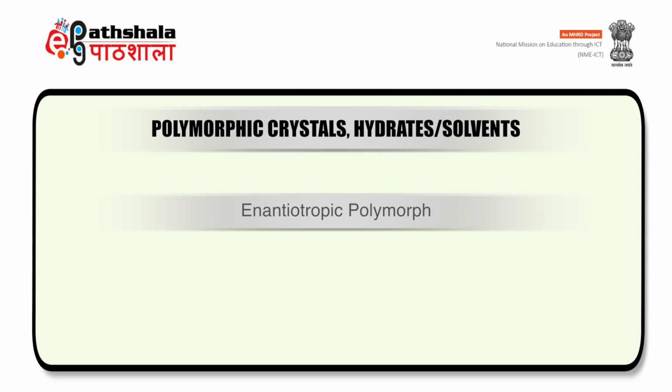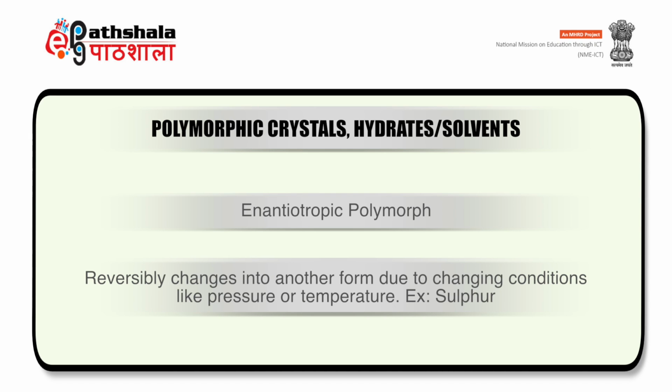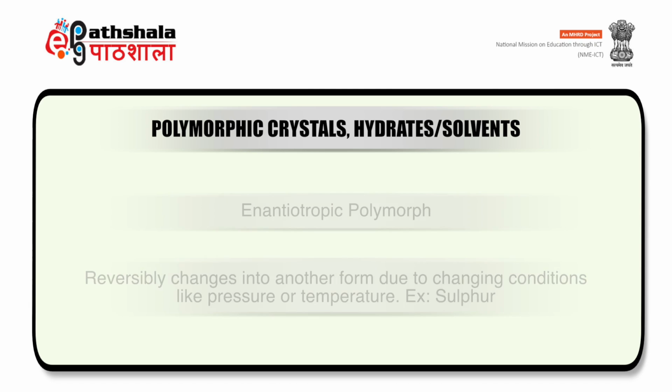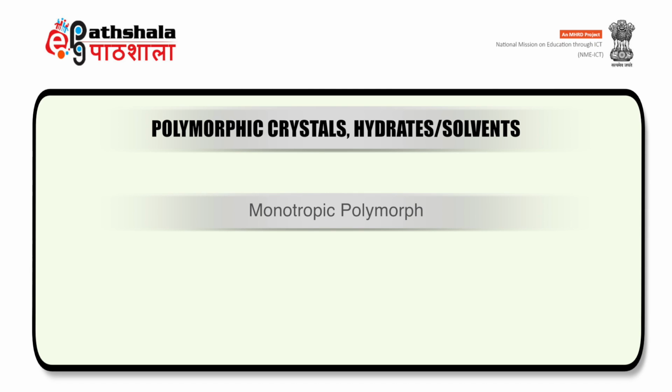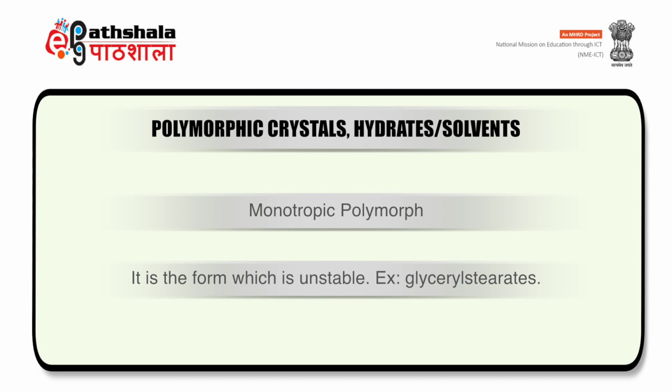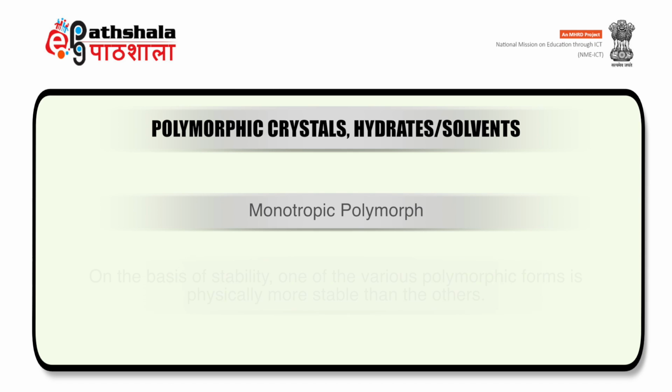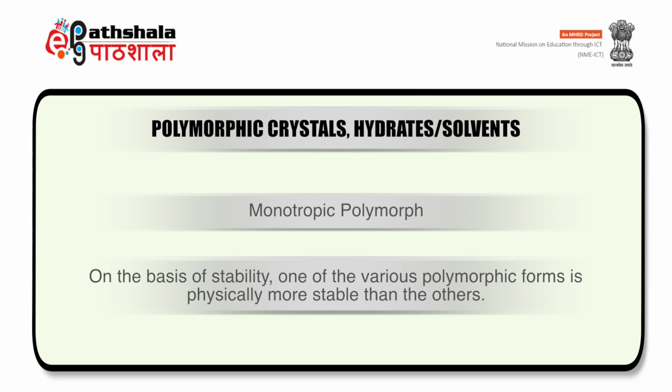There are two types of polymorphs. Enantiotropic polymorphs are the forms which reversibly change into another form due to changing conditions like pressure or temperature, and the example is sulfur. The next is monotropic polymorphs. It is the form which is unstable. Example, glyceryl stearates. On the basis of stability, one of the various polymorphic forms is physically more stable than the others.